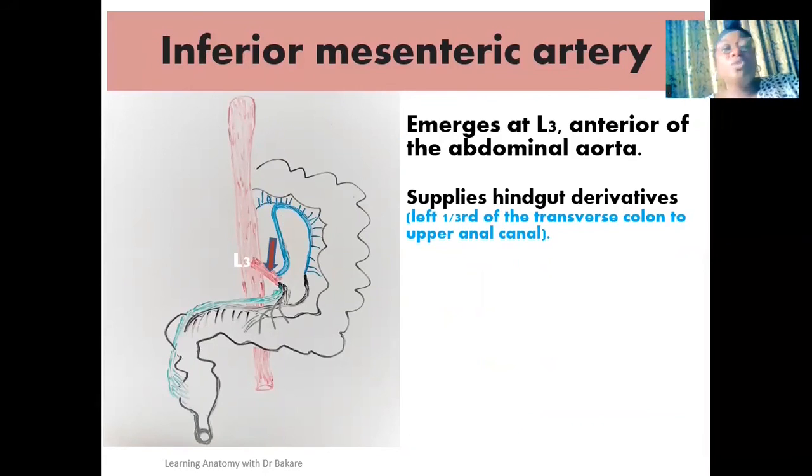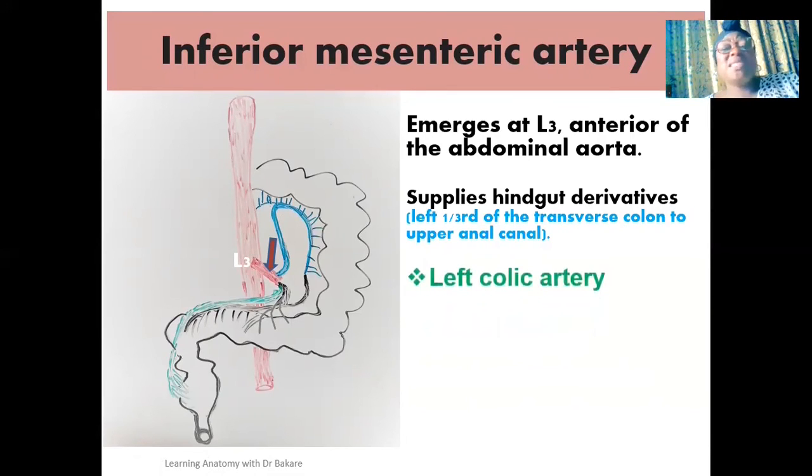And this will include the remaining left 1/3 of the transverse colon, the descending colon, the sigmoid colon, the rectum, and also the anal canal. So these terminal regions are supplied by branches from the inferior mesenteric artery. So let's see the branches that emerge from the inferior mesenteric artery and how they go to supply the different terminal regions of the large intestine.